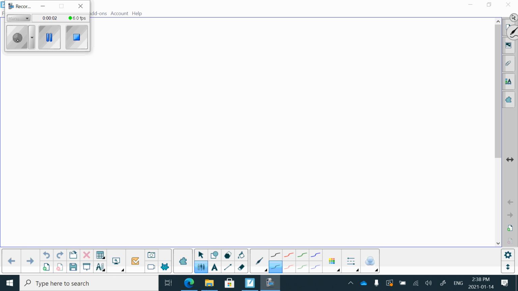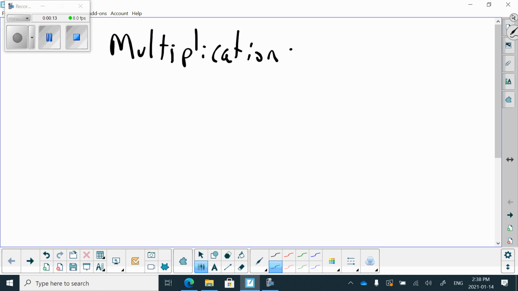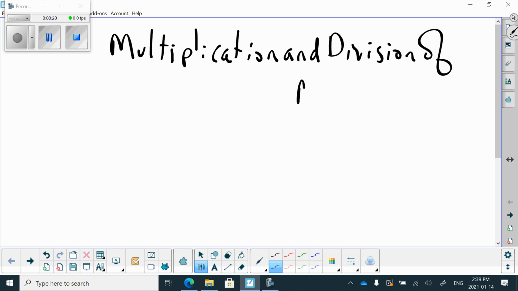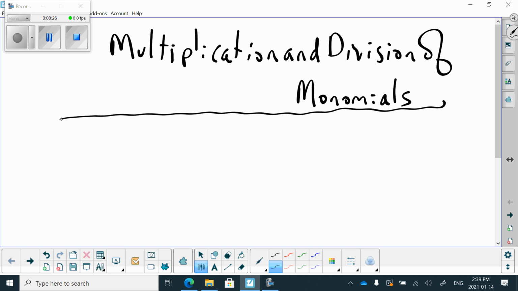Okay, our next topic is multiplication and division of monomials. And the rules are simply this: multiply or divide the variables, multiply or divide the numbers. That's it.